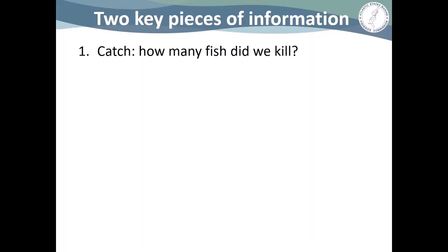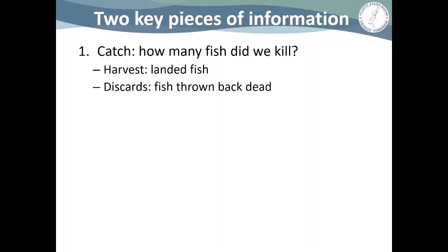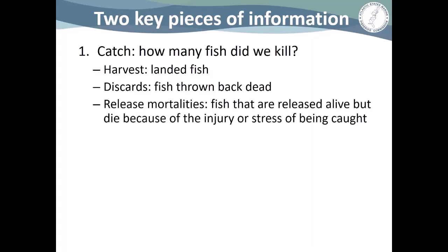First of all, we need catch. We need to know how many fish did we kill. And this comes obviously from your harvest. How many fish did you kill and bring back to dock, your landed fish? But we also need information on discards, those fish that are thrown back dead at sea and never make it back to the dock or the dealer. And those release mortalities, those fish that are released alive but die because of the stress or the injury of being caught. All of that contributes to the total mortality, the total number of deaths that this stock is experiencing.